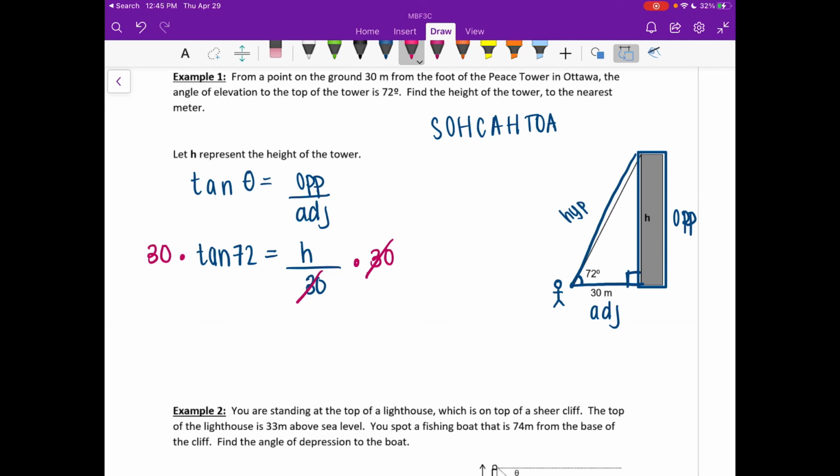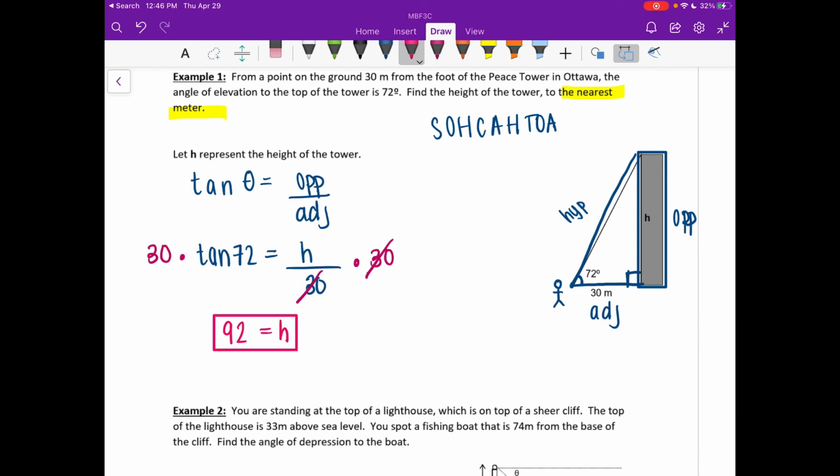I like to just put this all into my calculator at one time. So I just put it in as tan 72 and then times 30. And that should give me 92.333. And it says to find it to the nearest meter. So I'm just going to leave it as 92 because 92.3, I just round down to 92, is equal to height.